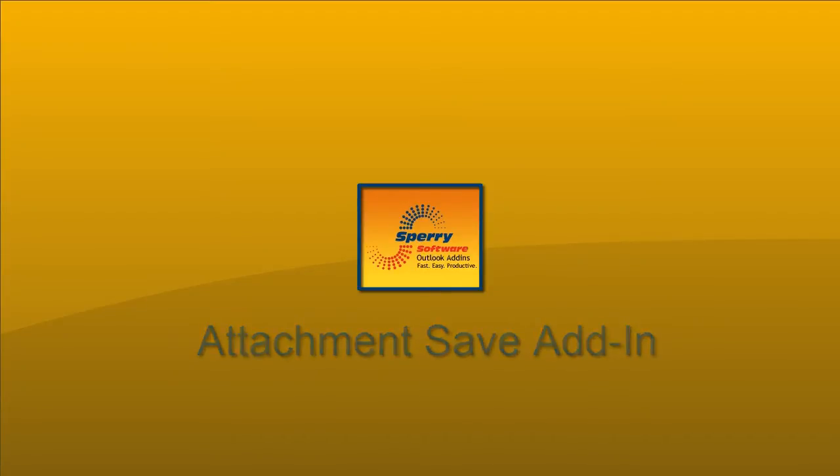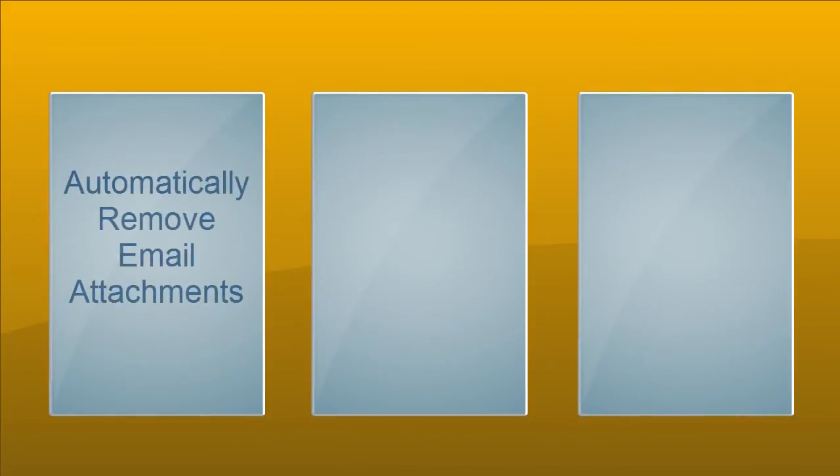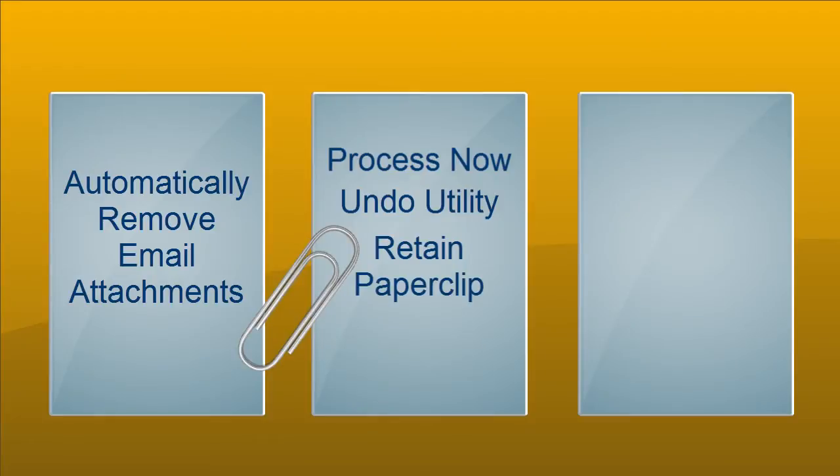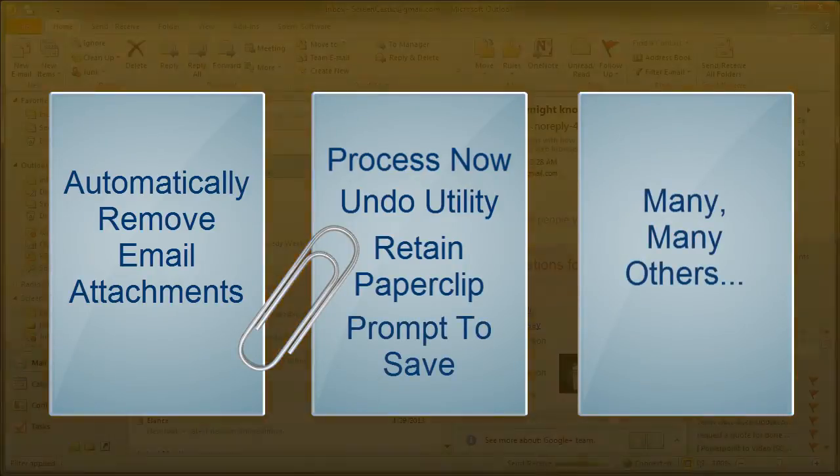This is the add-in that allows you to manage the size of your mail folders by automatically removing attachments from your emails and then saving them to a location that you specify. Some of the other features include a Process Now utility, an Undo utility, retain the paperclip icon on the message even when the attachment is removed, prompt to save the attachment, and many others.